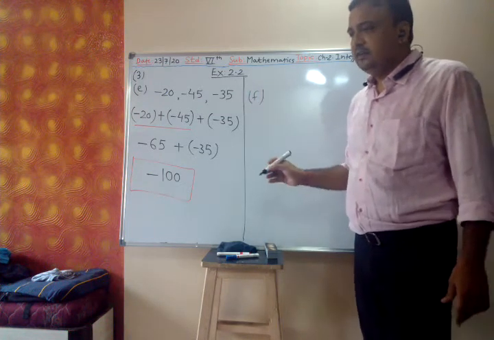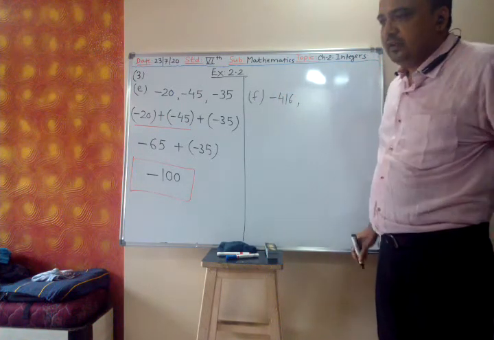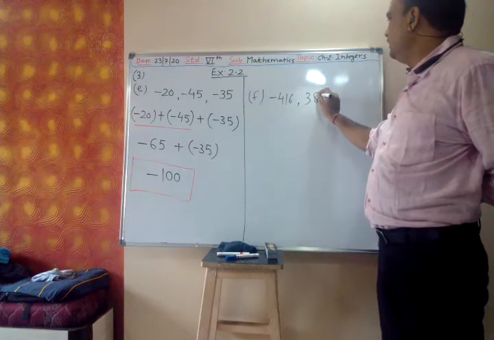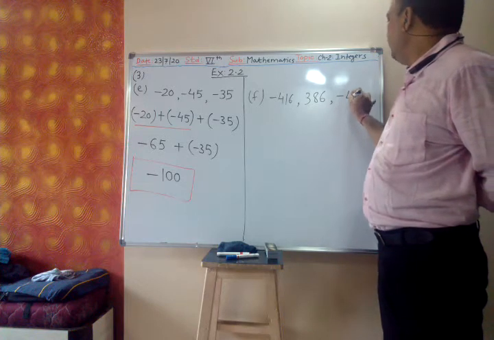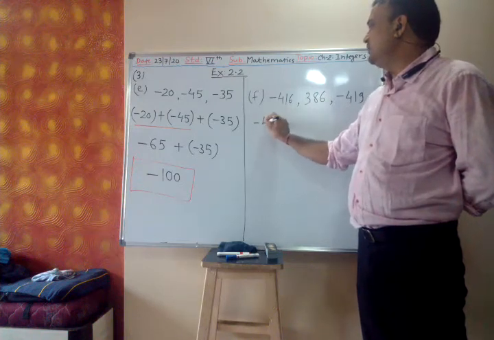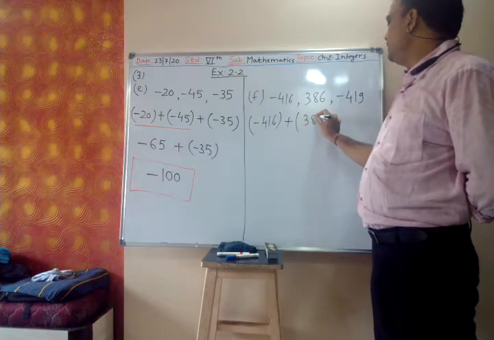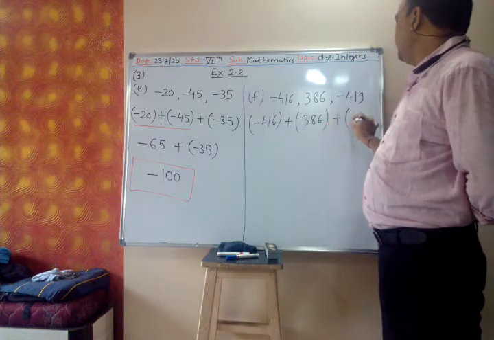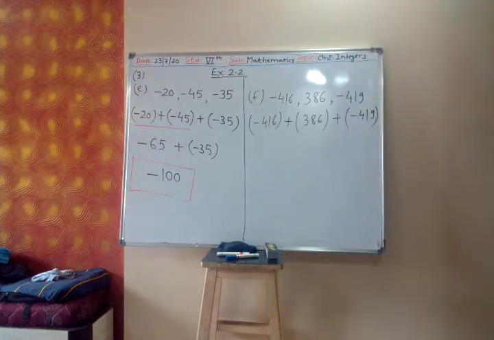F: minus 416, 386, then minus 419. Add the following. So we write minus 416 plus 386 plus minus 419. Add the following means you have to write a plus sign between the numbers.